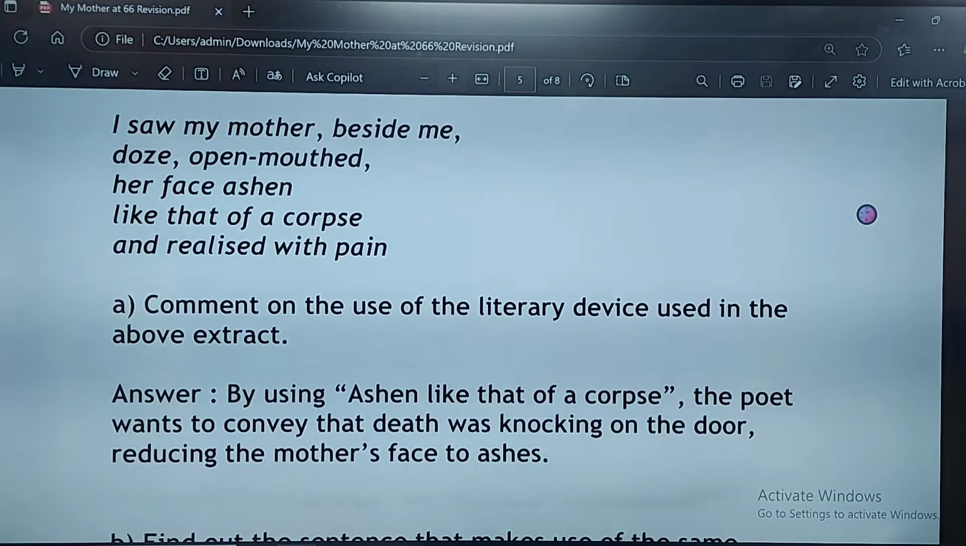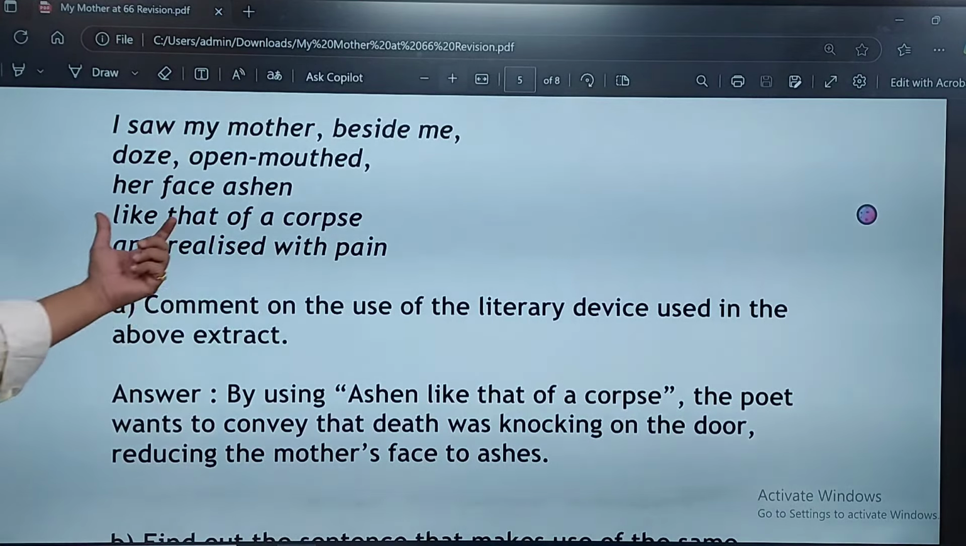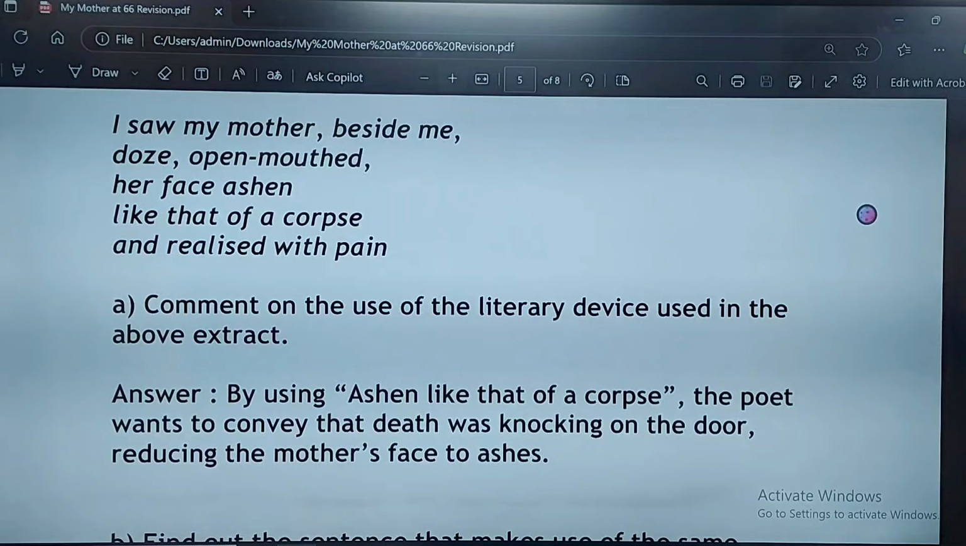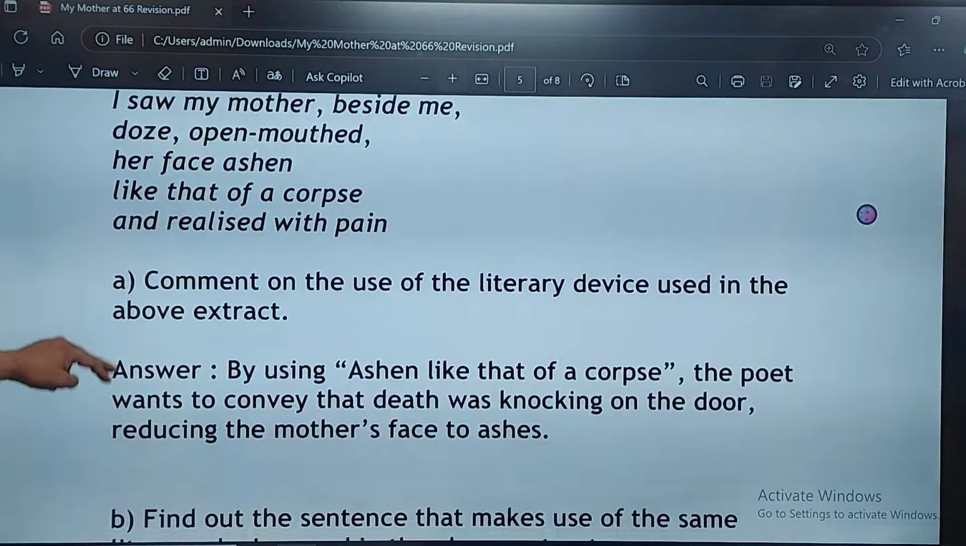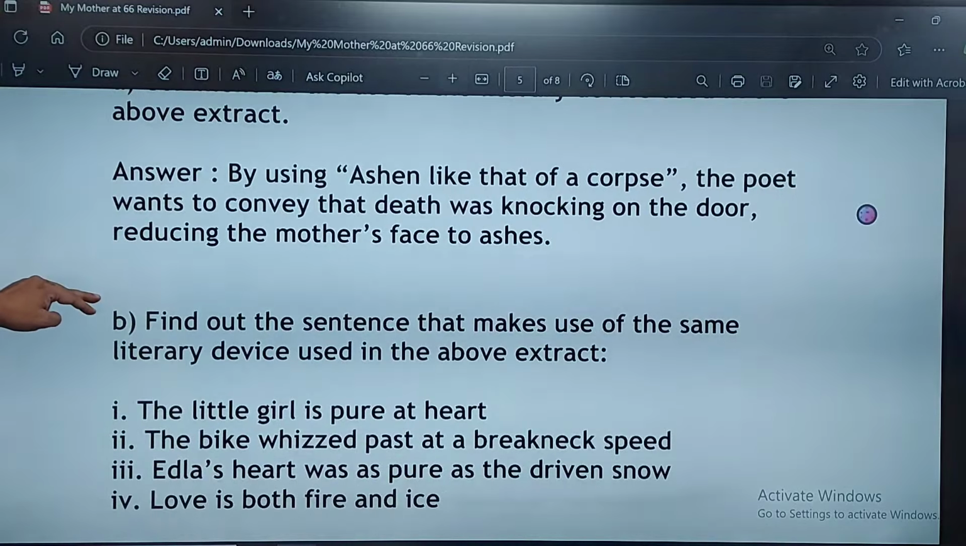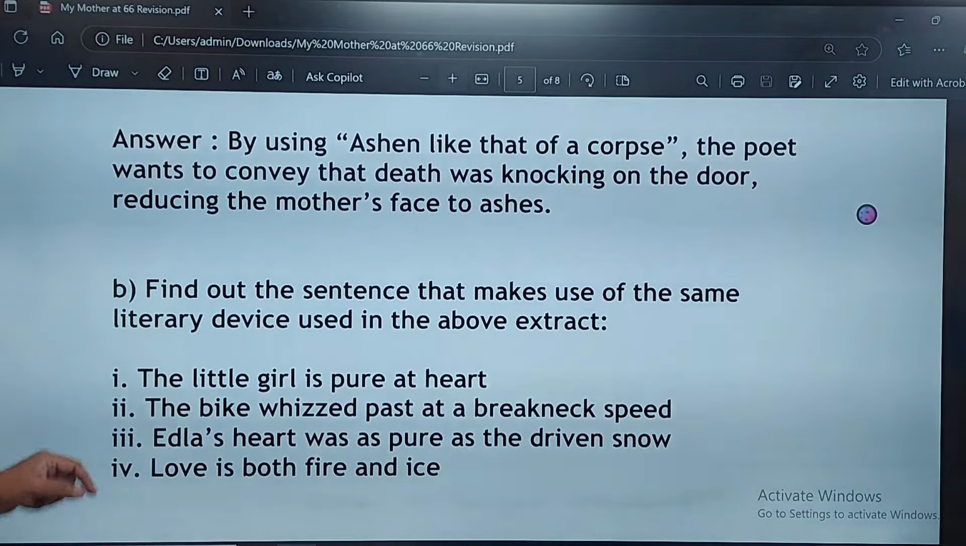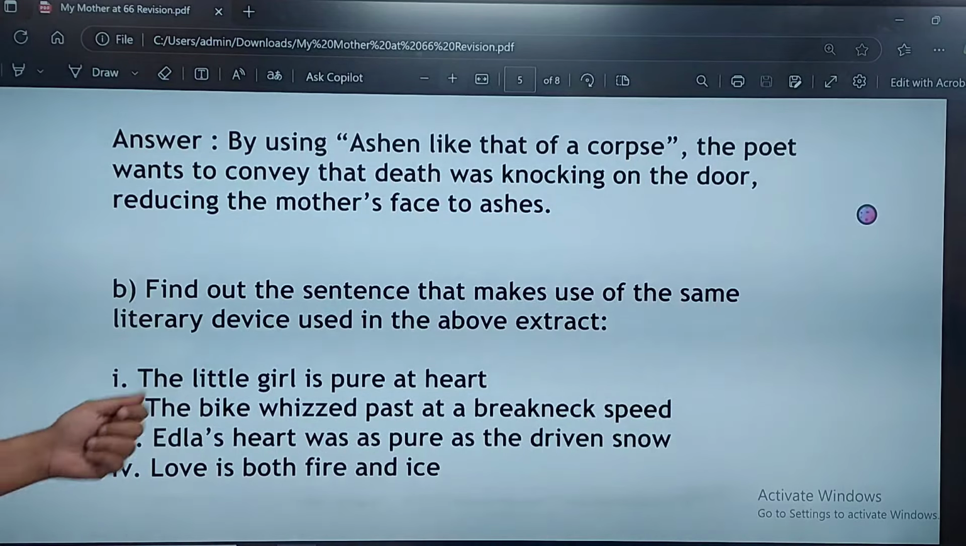By using "ashen like that of a corpse", the poet wants to convey that death was knocking on the door, reducing the mother's face to ashes. Find out the sentence that makes use of the same literary device used in the above extract. Now, "ashen like that of a corpse".